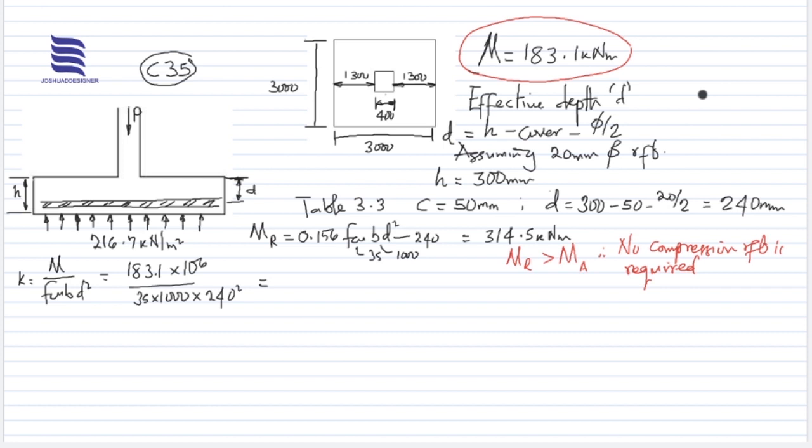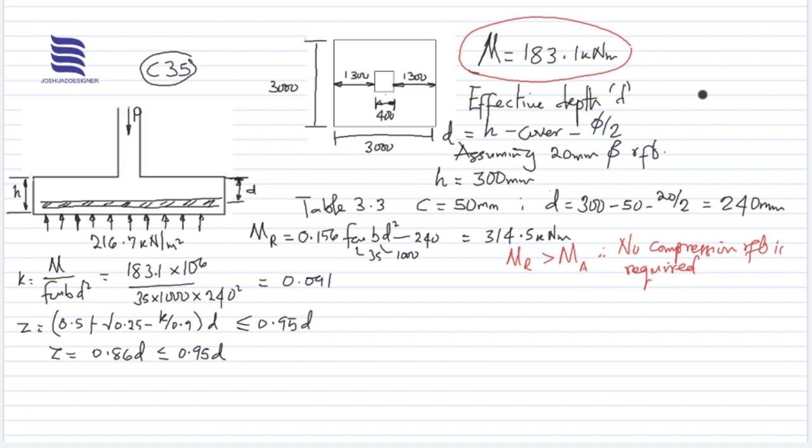So this automatically would give 0.091. From here we can obtain the value of our Z from our usual relation, 0.5 plus the square root of 0.25 minus K over 0.9, in bracket d. Of course, this should be less than or equal to 0.95d. Substituting the value of K into this, your result should give you 0.86d, which is clearly less than 0.95d.